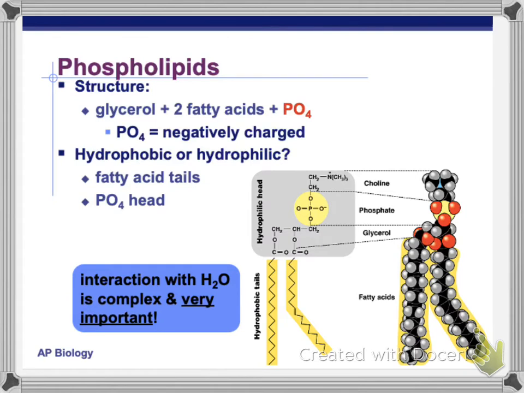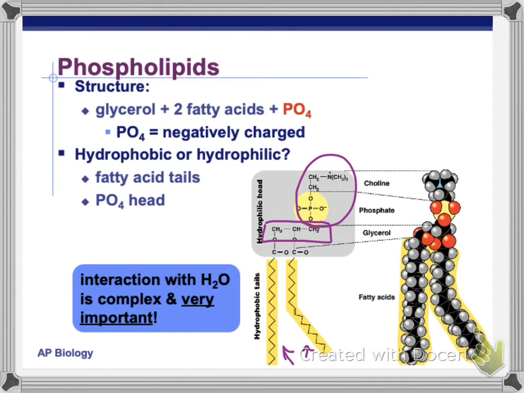A phospholipid is very similar to a triglyceride, except it does not have a third fatty acid. Instead, it has a phosphate group. So here you can see this is the glycerol, what I just put a box around. These yellow things down here are the fatty acids. In this case, one is saturated, one is unsaturated because it's got a bend. And we have our negative phosphate group, which we call the head.